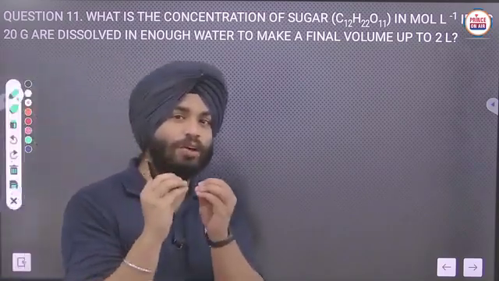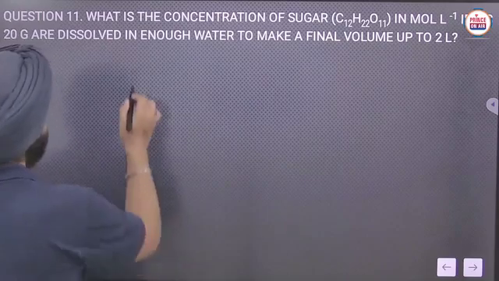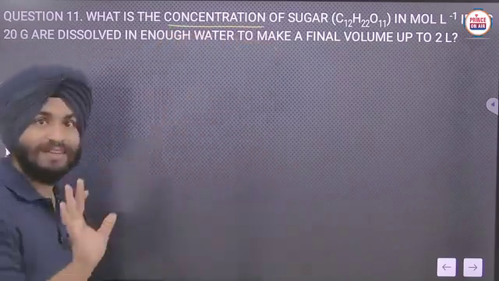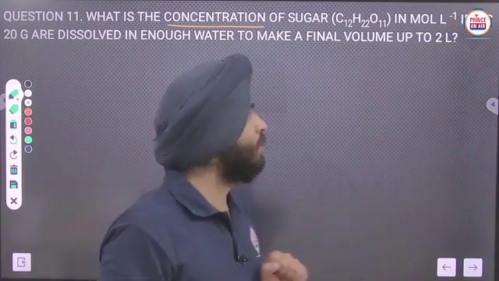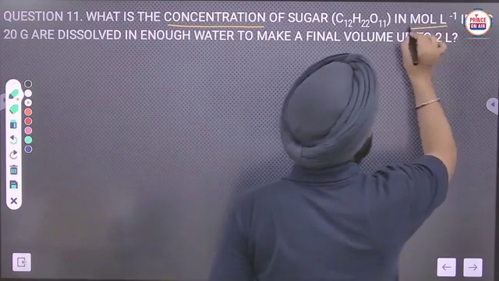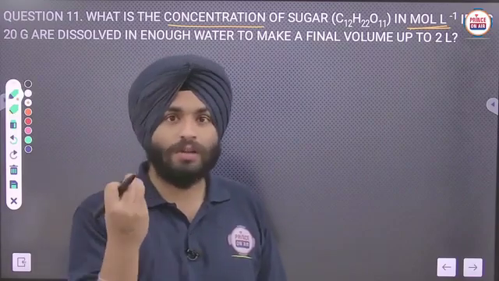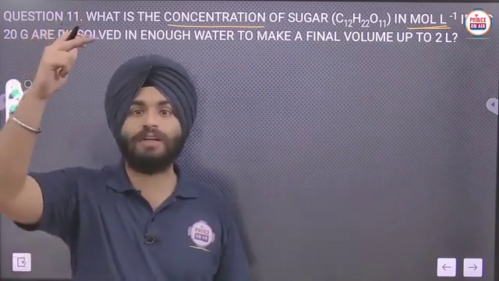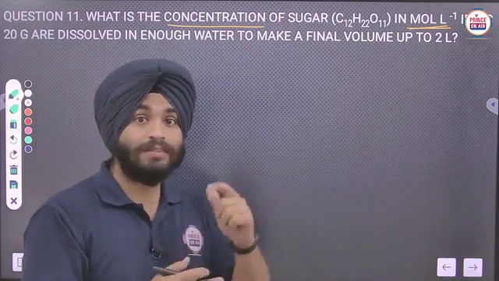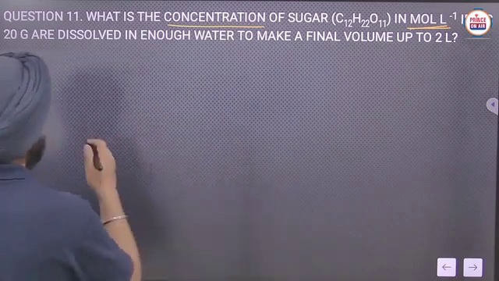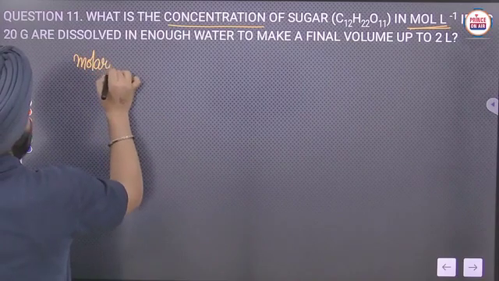Firstly, whenever you are solving a numerical, try to understand the statement carefully. Now, what is asked? The concentration. That means we have to calculate the concentration, so this numerical is directly related to concentration terms. Now, in mole per liter, the term in which we use mole in the numerator and liter or volume in the denominator, that is molarity. So molarity is mole per liter, which means we have to calculate molarity.